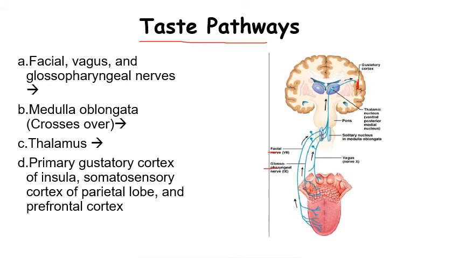Then you get your second order neuron, okay, crossing over, and you're getting brought up from the medulla up to the thalamus. Remember, all good sensory information, besides the next one we'll be talking about, olfaction, all sensory information goes to the thalamus, and then the third order neuron from the thalamus is going to take it to the gustatory cortex. Okay. You can see it crosses over, so therefore taste on the right side of the tongue are actually going to go to the left side of the brain. So it is contralateral control.